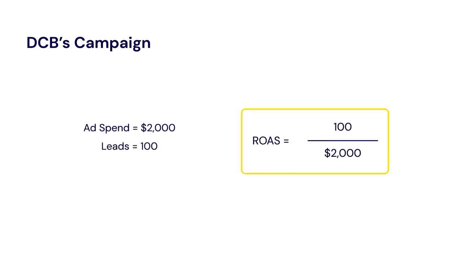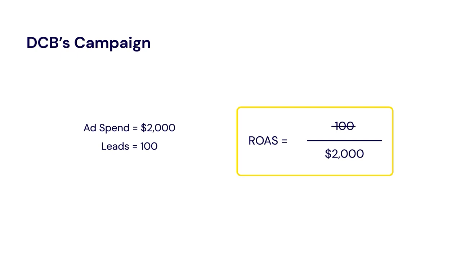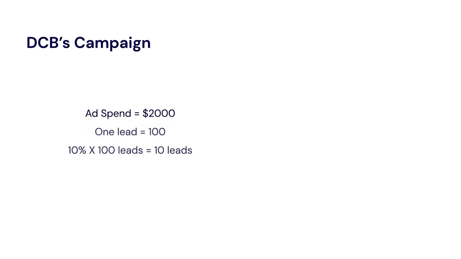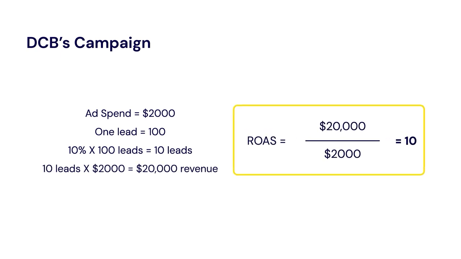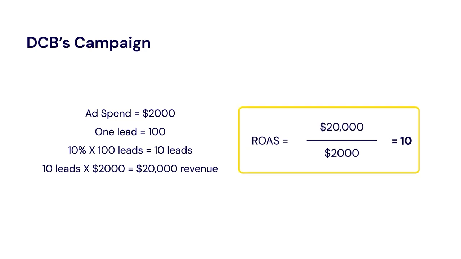So would the ROAS be 100 divided by 2,000? Well, not quite, because each variable needs to be a value, in this case a dollar value. Not every one of those leads will result in a sale. But James knows that each lead that purchases services will result in $2,000 worth of revenue. If 10% of leads typically convert, James will get 10 customers from that 100, which will result in $20,000 total revenue. So the ROAS would be $20,000 over the $2,000 spent on the ads. So the ROAS for this campaign would be 10, or 10 times the revenue he spent.